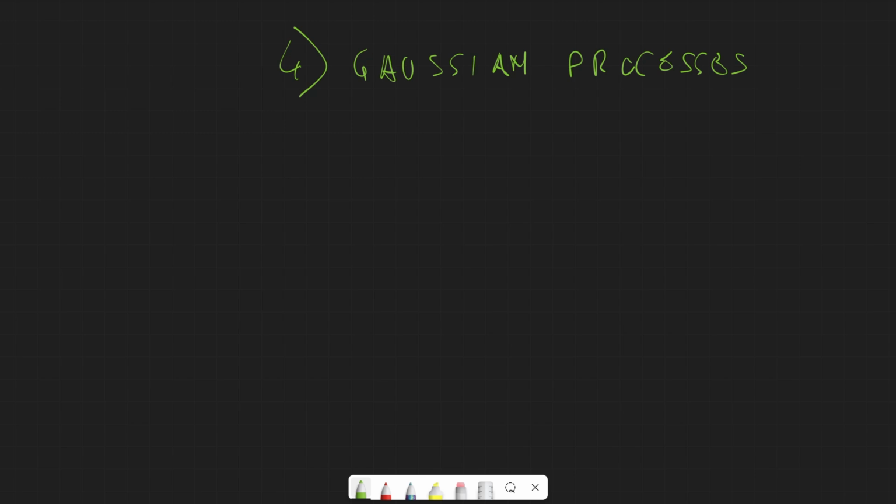Okay, what are Gaussian processes? They sit at the intersection of Bayesian thinking and function approximation. Now, very informally, a Gaussian process is a way to put a probability distribution over functions. Instead of saying, this is the function that fits the data, you can say, here is a whole family of functions that could explain the data. And here is how probable each one of these functions is.